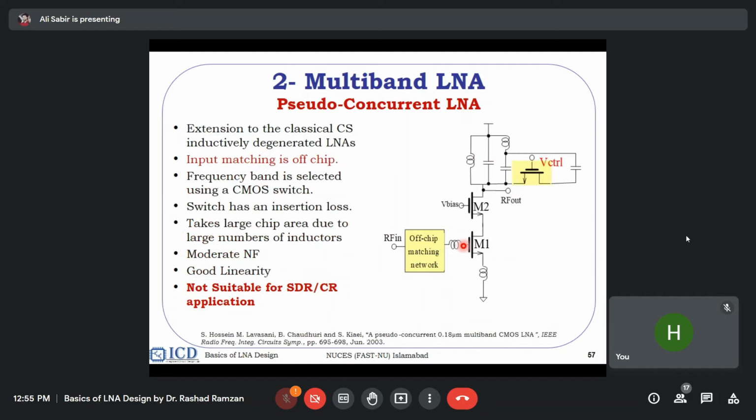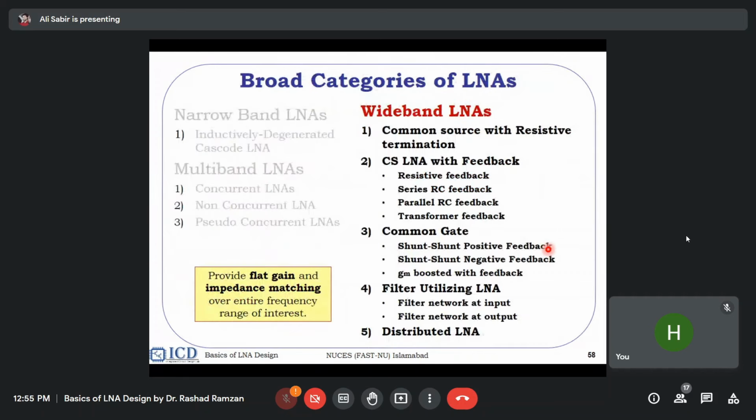So pseudo concurrent LNA is that you have a control of the matching here and control of the matching here. So this is the LNA's type of category which is between the concurrent and non-concurrent. So now our last category is wideband LNA, and our case studies also deal with the wideband LNA.